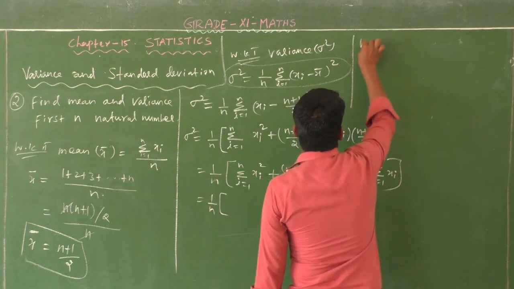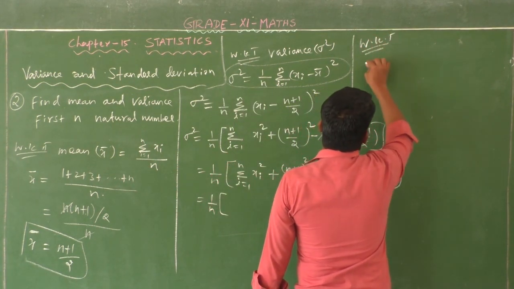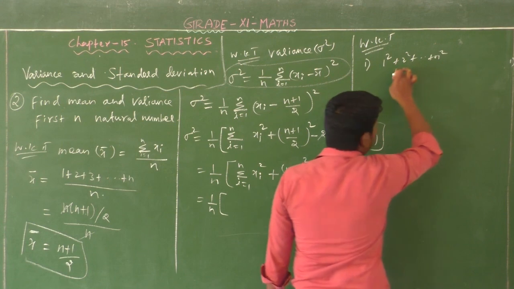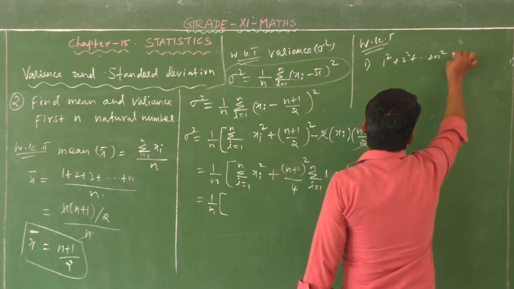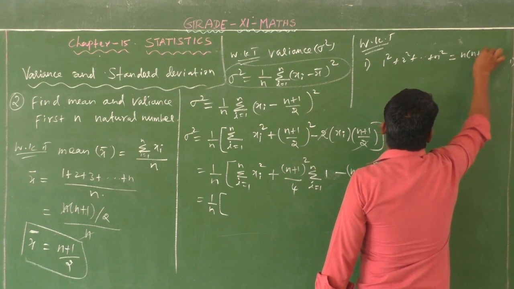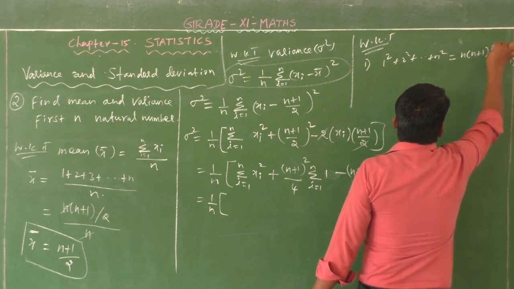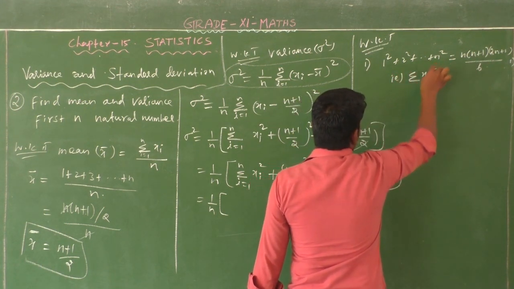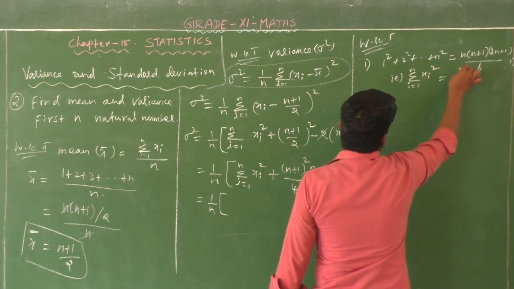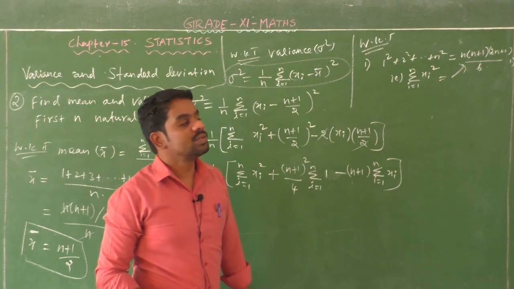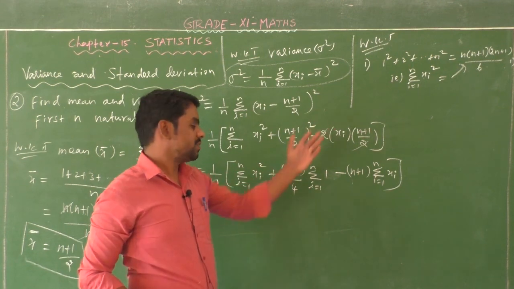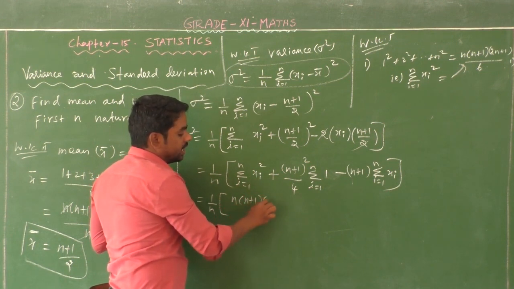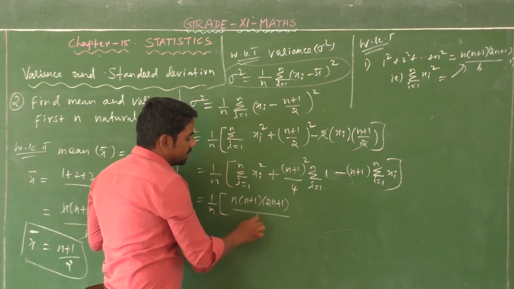Listen, we know that the sum of squares of n natural numbers, that is 1 squared plus 2 squared plus 3 squared and so on up to n squared, is equal to n into n plus 1 into 2n plus 1 divided by 6. So substitute this formula: the summation of xi squared, i equal 1 to n, is n into n plus 1 into 2n plus 1 divided by 6.